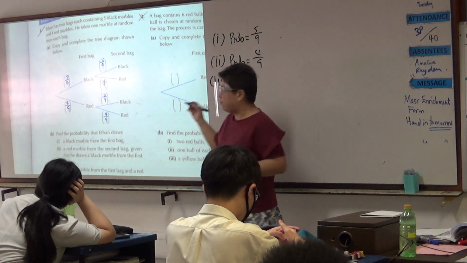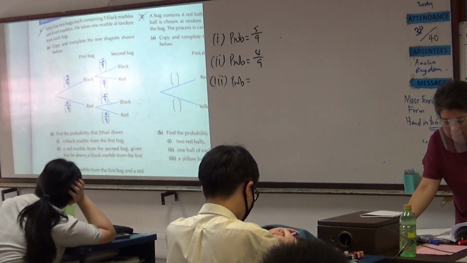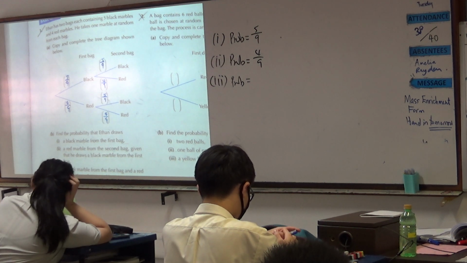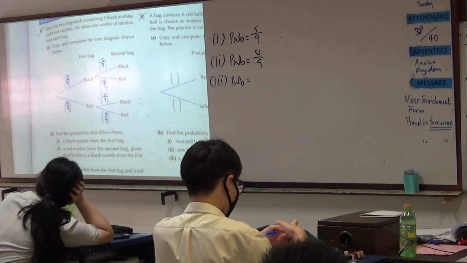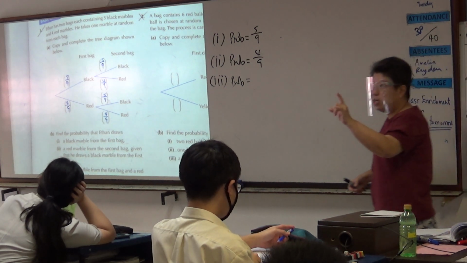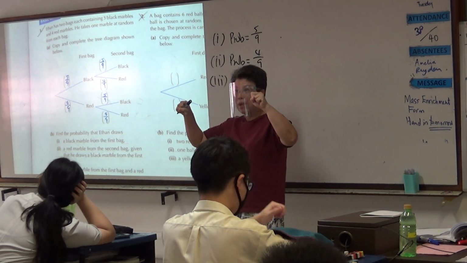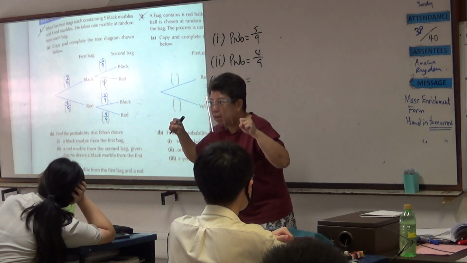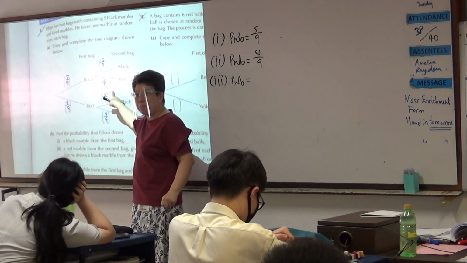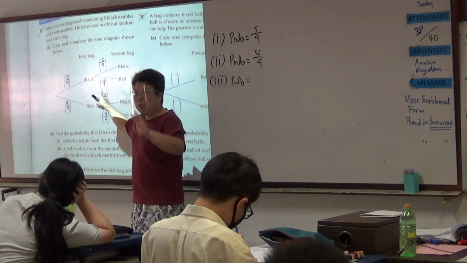Part 3 is slightly different. What do they want? Let's take a look at part 3. Part 3 says, find the probability that Ethan draws a black marble from the first bag and a red marble from the second bag. Now the condition is I must have a black one from the first one and a red one from the second one. Do you understand what I'm talking about? So I must have the black and red combination, right? How come it's different from part 2?